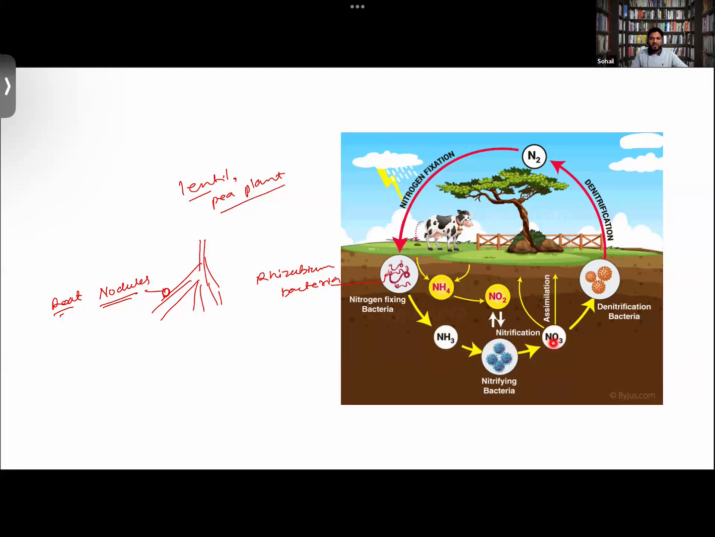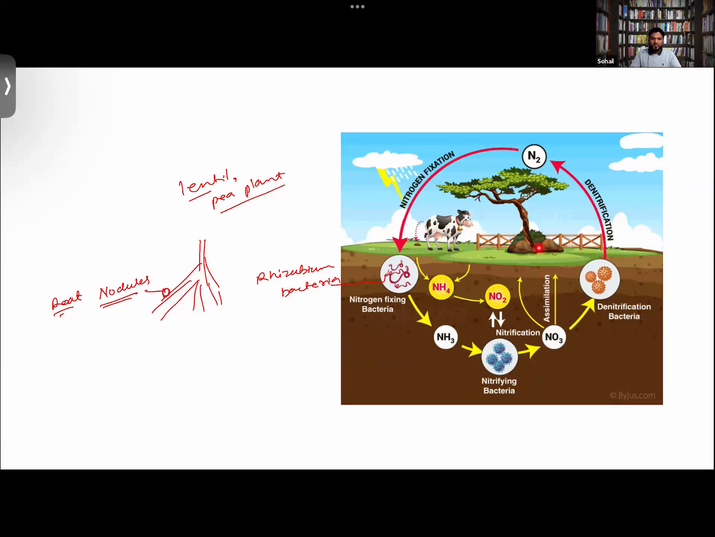And that is nitrate. Then further it is absorbed. Assimilation, you must be aware of this term. Assimilation means absorption. Everyone pay attention. Assimilation means absorption. हमारे body में assimilation होता है. So this NO3, that is nitrate, is now absorbed by the plants.